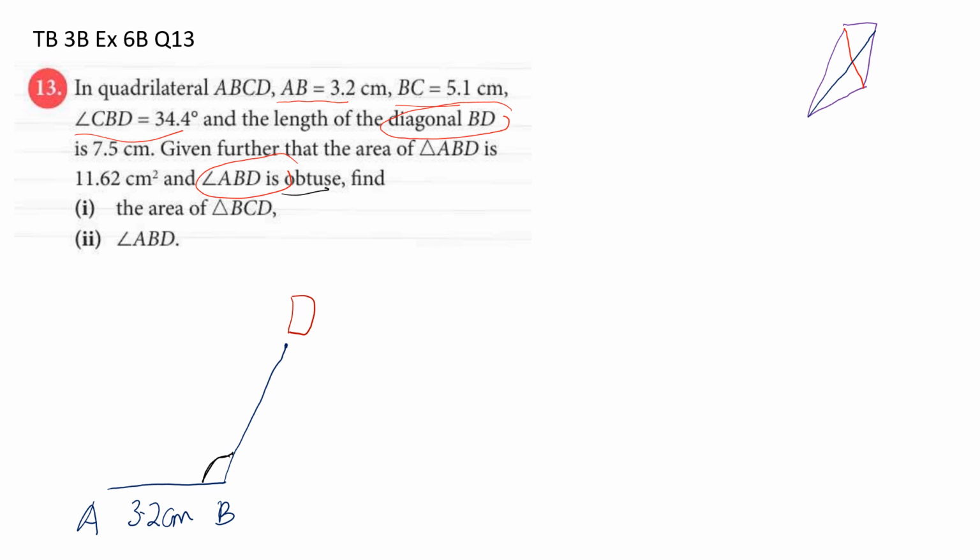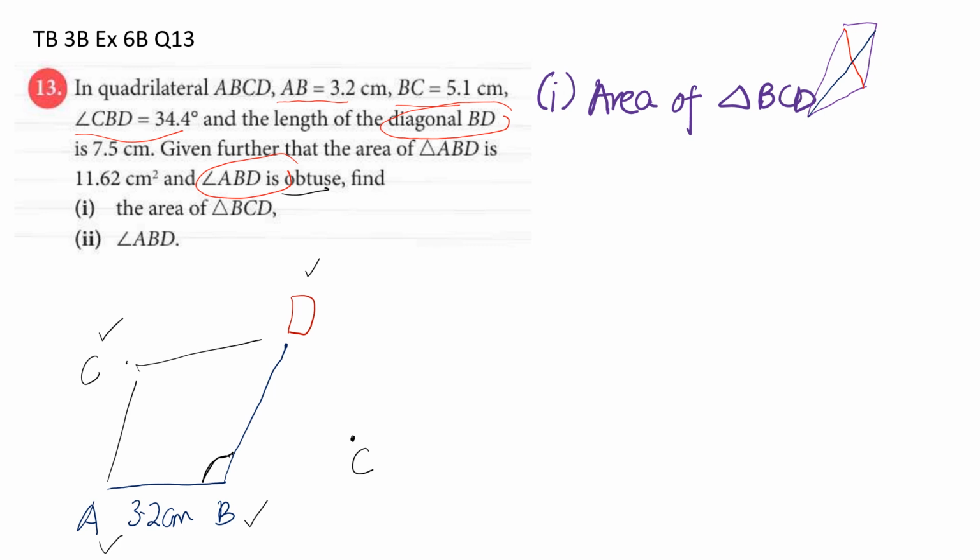If your point D is there, then of course your point C has to be somewhere here. It cannot be on the other side. If it's on the other side and we join them up, the order is not correct anymore. The order will become A, B, D, C, which is not correct. So your point C cannot be there. Your point C will have to be somewhere there.